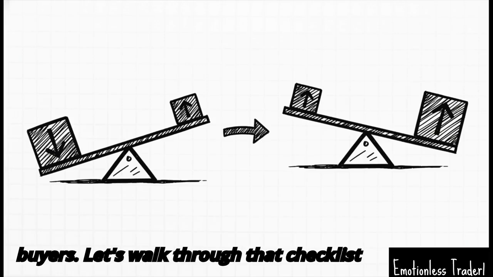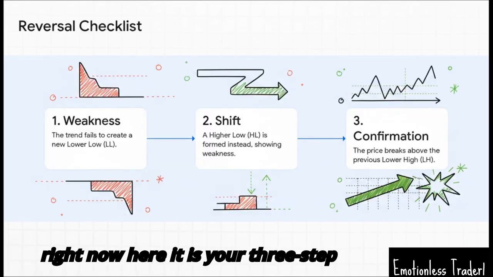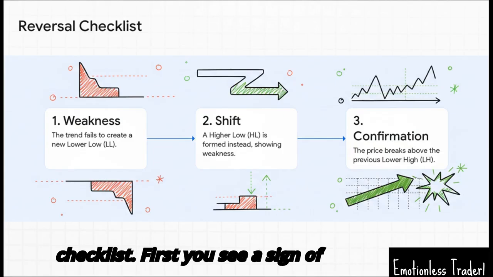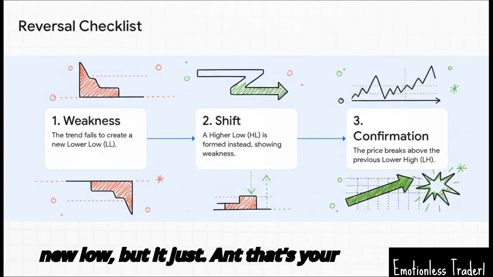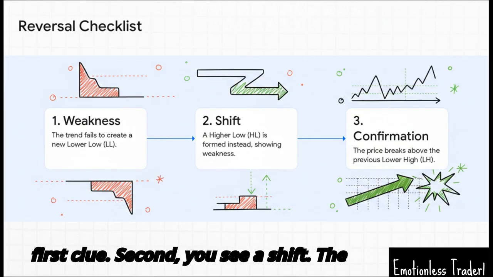Let's walk through that checklist right now. Here it is, your 3-step checklist. First, you see a sign of weakness. The downtrend tries to make a new low, but it just can't. That's your first clue.